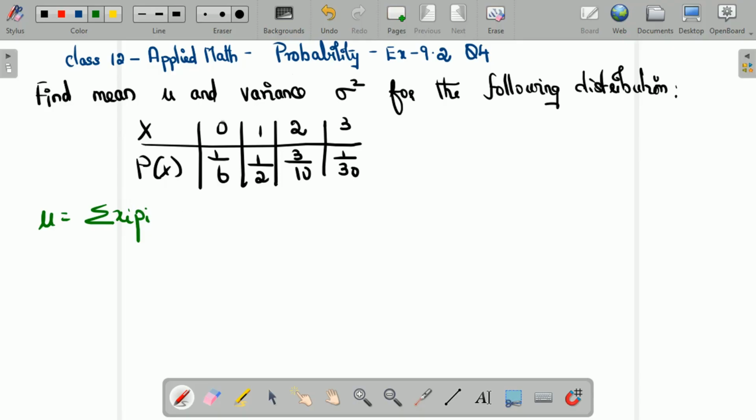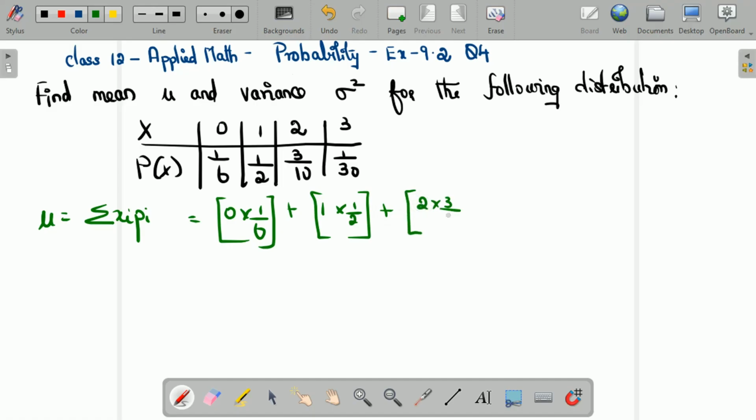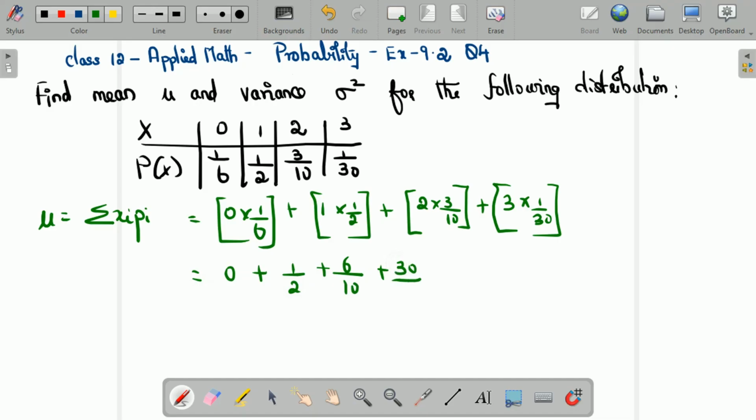So in this case, first let's multiply this. So this is going to be 0 into 1 by 6, then plus 1 into 1 by 2. So next is going to be 2 into 3 by 10. And finally, it is going to be 3 into 1 by 30. So let's compute this value. So this is going to be 0 plus 1 by 2 plus 6 by 10 plus 3 by 30.